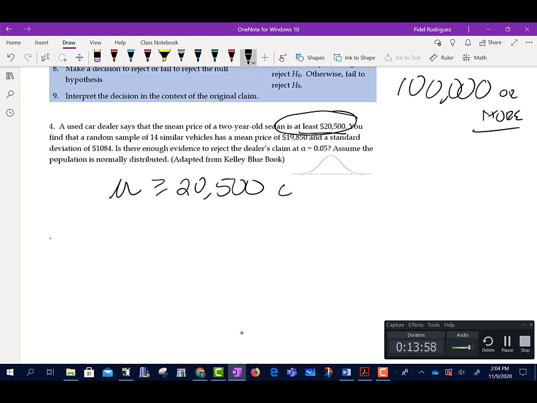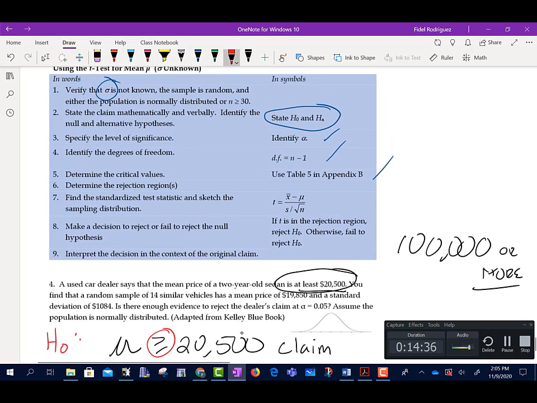So first off, this here is my claim, right? Looks like I wrote two N's because I did. There we go. So we want to say, what's the opposite of saying mu is greater than or equal to 20,500? Then we would say mu is less than 20,500. Okay, the next thing is we need to identify the null and the alternate. So remember, the null, the H0, is always the one that has the equal to part. So then this is my HA.